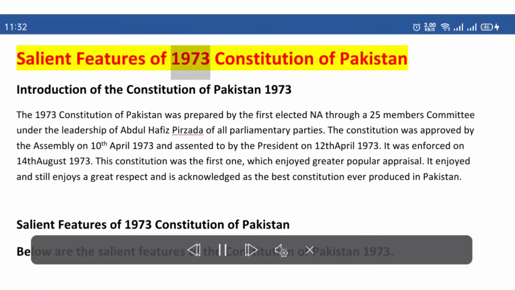Salient features of the 1973 Constitution of Pakistan. Introduction of the Constitution of Pakistan 1973.